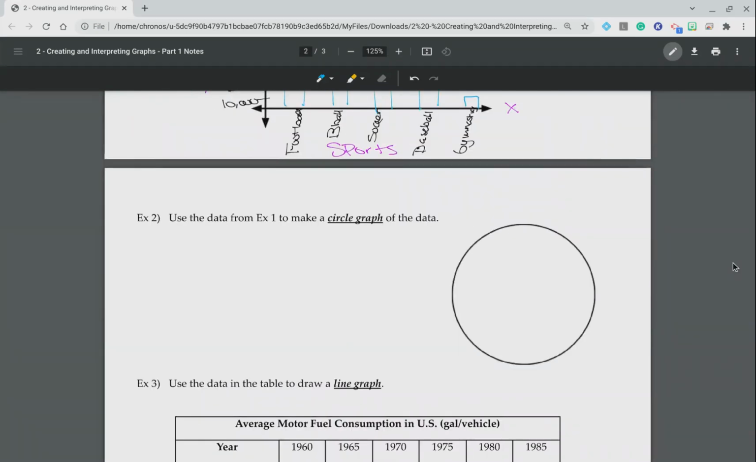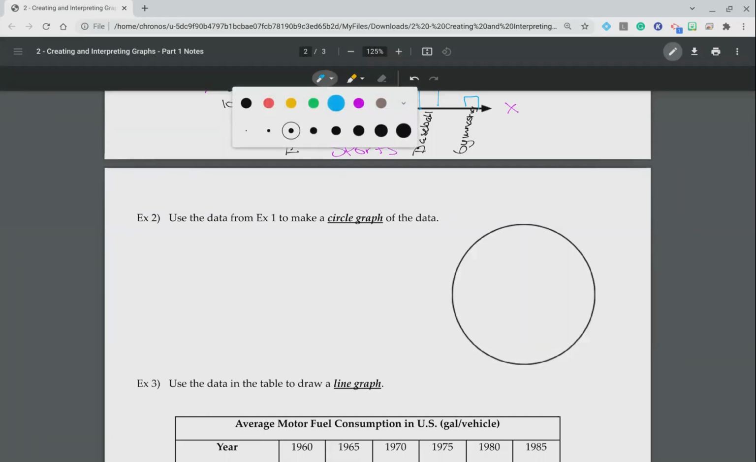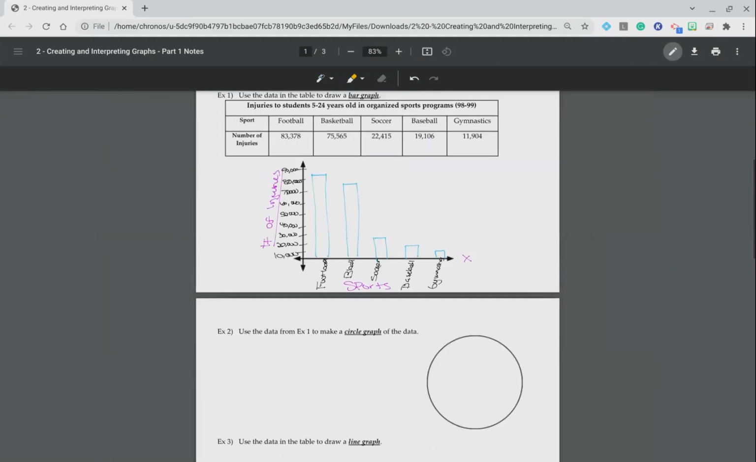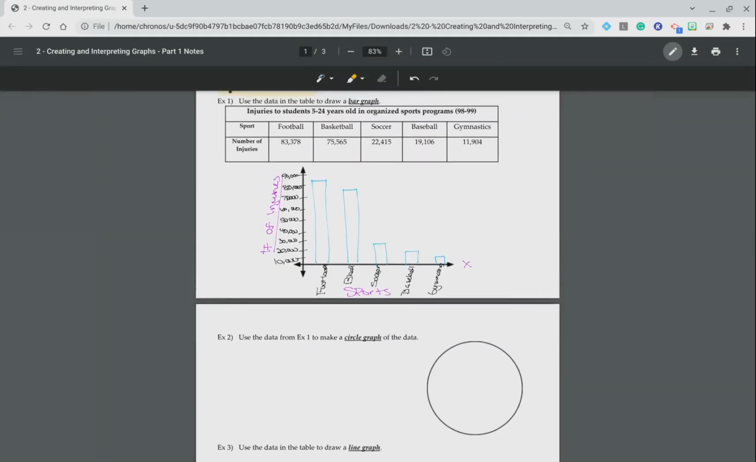All right, next we're going to look at a circle graph. A circle graph is a little bit more complicated because we need to figure out how much of the circle to use for each thing. Okay, and we're going to use the same set of data here. So I will zoom out a little bit so I can still see this up here. Okay, so let's say we start with football. Okay, now in order to find the percentage of each, we need a total.